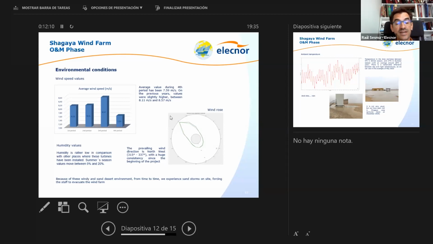It's very easy to design a wind farm here in Shagaya, because you only need to take care of the separation between the turbines. You don't need to take care of other problems such as hills or mountains or valleys that can make some turbulence on the turbines.